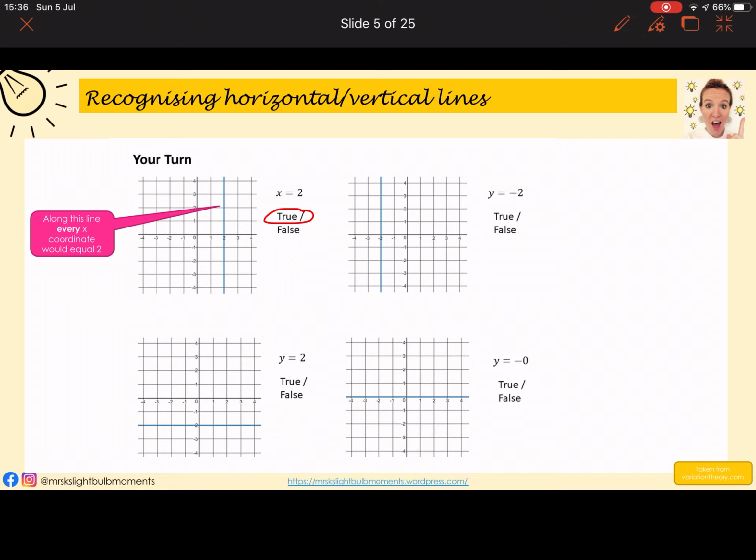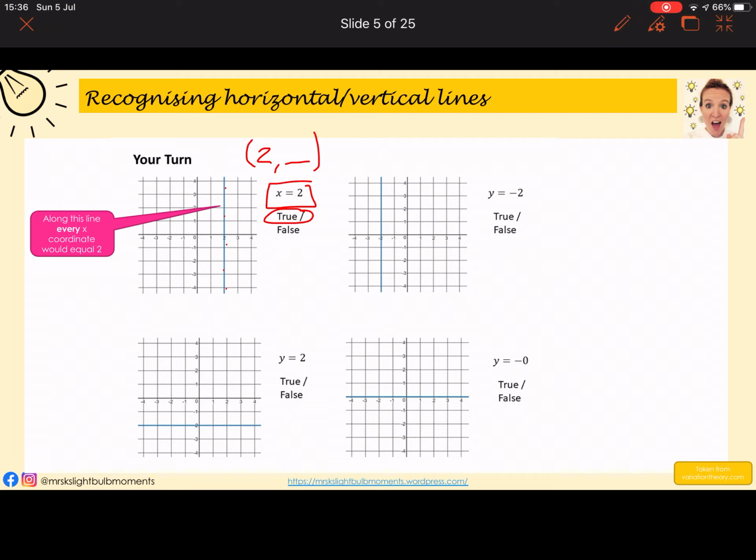Every x coordinate along that line would equal 2. So if I put a point anywhere on that line, here, here, here, here, here, as long as it's on that line, the x coordinate would be 2. It would be 2 and then something, depending on how high up or low down the line it is. So that's why our equation is x equals 2, because everywhere along the line x equals 2.